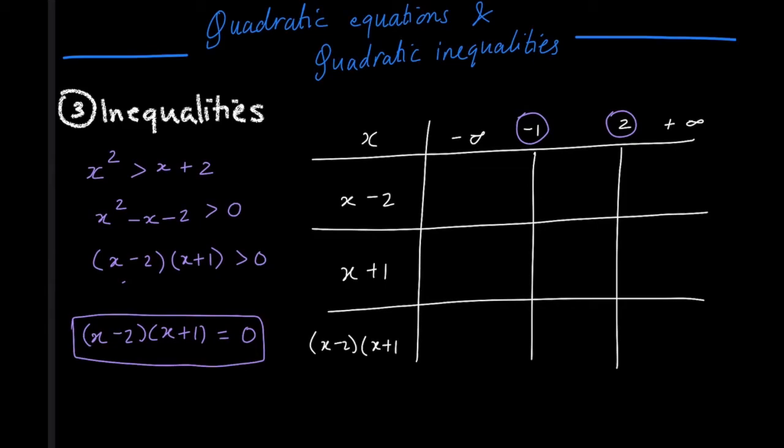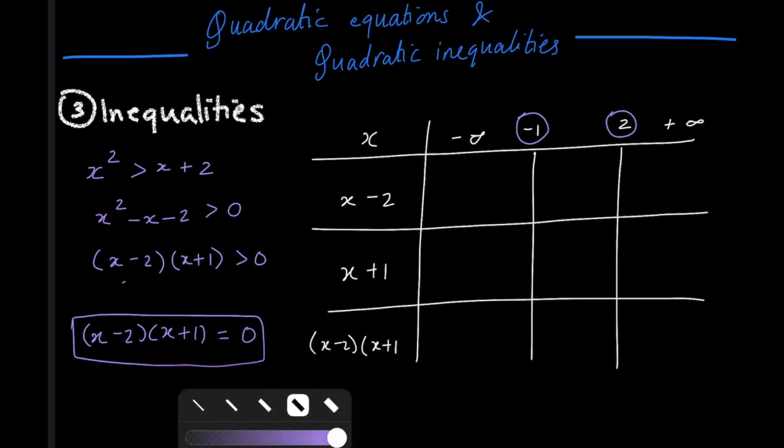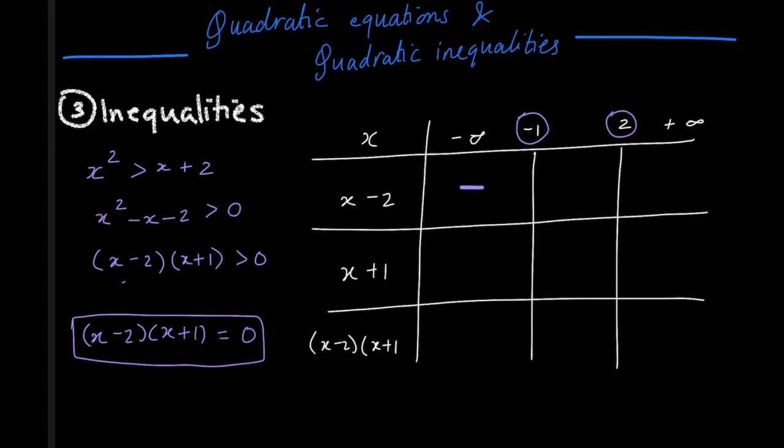So now what we can do is basically test any point from each of these ranges. From negative infinity to negative 1, if we take any number, let's say negative 5, negative 5 minus 2 would give us a negative number. So therefore, we're going to put negative here. If we take it for x plus 1, we will also get a negative number.